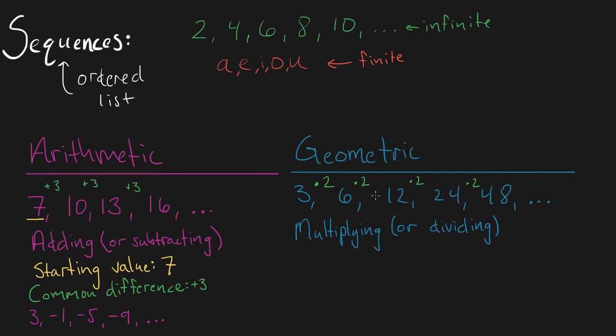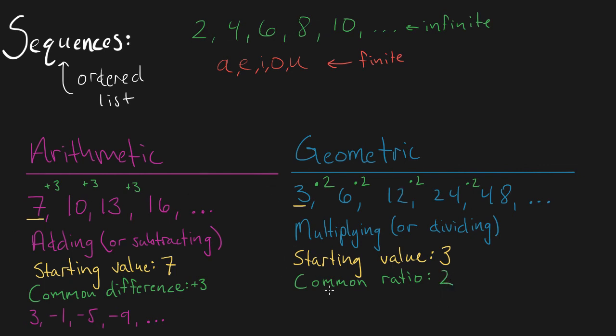And so in terms of this sequence right here, we care about the two pieces of information. We care about the starting value, which is 3. Our starting value is 3. And we also care about our common, it's not our common difference, it's actually our common ratio. Common ratio. And our common ratio here is 2, because we're multiplying by 2 at each step. We have a common ratio of 2.